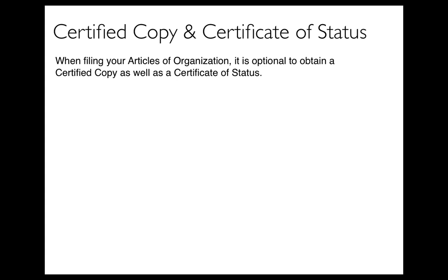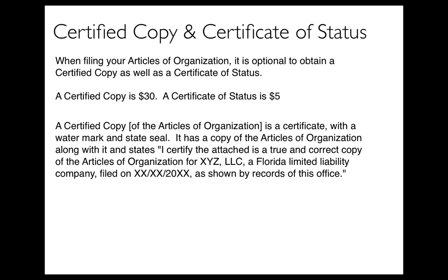When filing your Articles of Organization, it is optional to obtain a certified copy as well as a certificate of status. A certified copy is $30 and a certificate of status is $5. A certified copy of the Articles of Organization is a certificate with a watermark and state seal. It has a copy of the Articles of Organization along with it and states, "I certify the attached is a true and correct copy of the Articles of Organization for XYZ LLC, a Florida Limited Liability Company, filed on such and such date, as shown by records of this office."